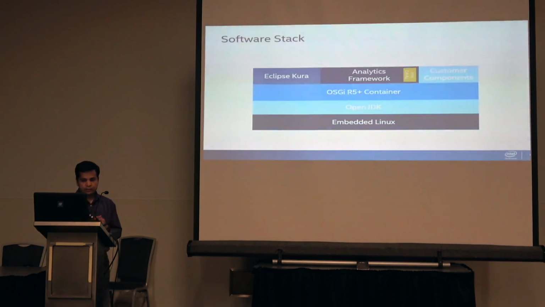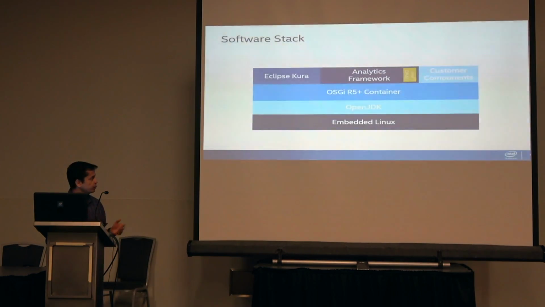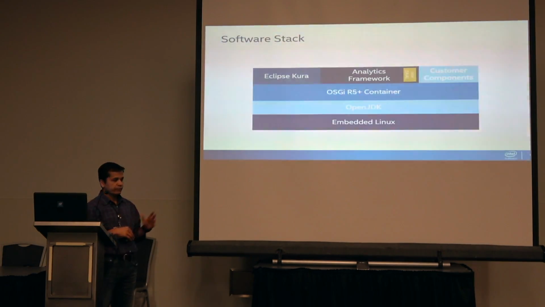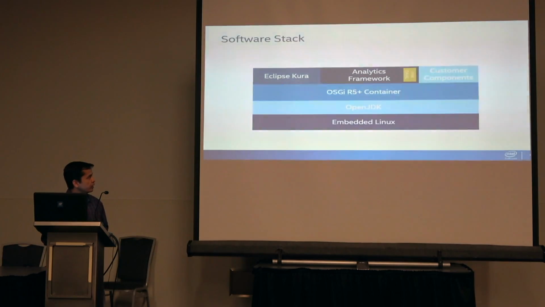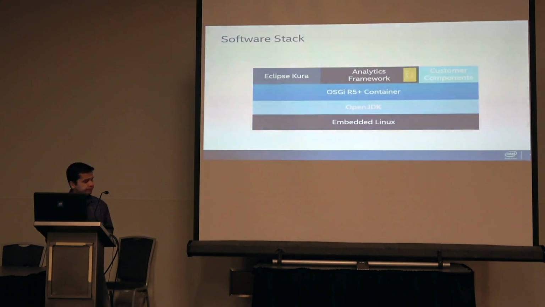So this is the stack. It's pretty basic. We have the embedded Linux at the bottom, and we have the OpenJDK that is used by the OSGi framework. We are using Equinox 3.11. And then at the top layer, we have Eclipse Kura, and then the framework that we are working on, which uses the DAAL. And you can have custom components.